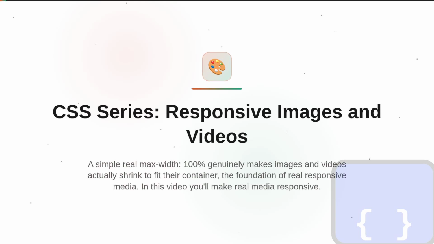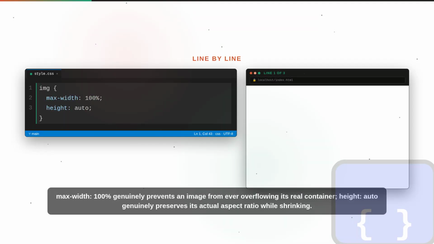A simple max-width: 100% makes images and videos shrink to fit their container, the foundation of real responsive media. In this video you'll make media responsive. Max-width: 100% prevents an image from ever overflowing its container.